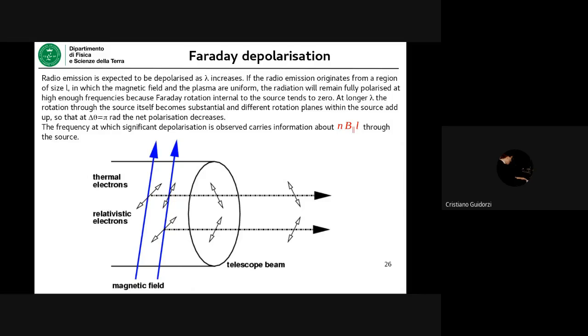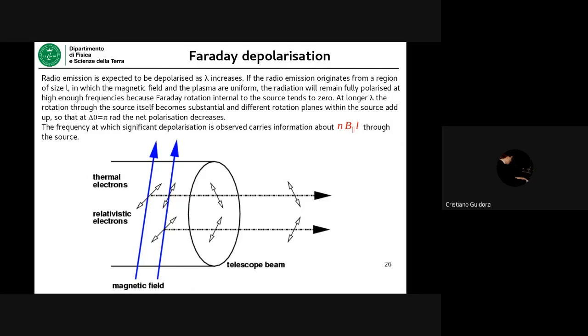Okay? Because the resulting electric fields, which sum up and which are the contributions of different regions within the source, have been rotated one with respect to the other because they travel different paths within the source. So if lambda is large enough, so if the frequency is small enough, then when you observe the source at correspondingly lower frequencies, or equivalently at longer wavelength, you see a decrease of the radiation because electric fields tend to cancel out. So instead of observing an increase and a corresponding rotation of the polarization of the radiation, you see a decrease of the polarization itself. So it becomes unpolarized because the electric fields, instead of adding up in phase, just cancel out. And this is called Faraday depolarization.